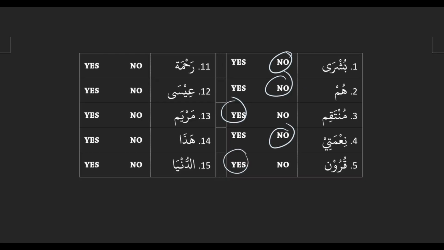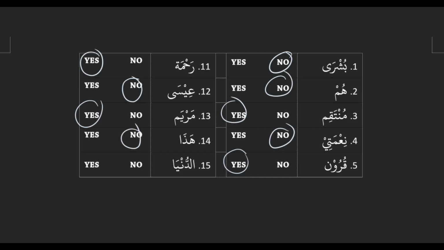Good. رحمة. Not a pointer, not a pronoun, no alif, no ya. Yes, it can take a label. Good process. عيسى. Alif ending. So no, it cannot take a label. Good. مريم. Not a pronoun, not a pointer, no alif, no ya. So yes, it can take a label. Good. هذا. هذا is a pointer. So no, it cannot take a label.